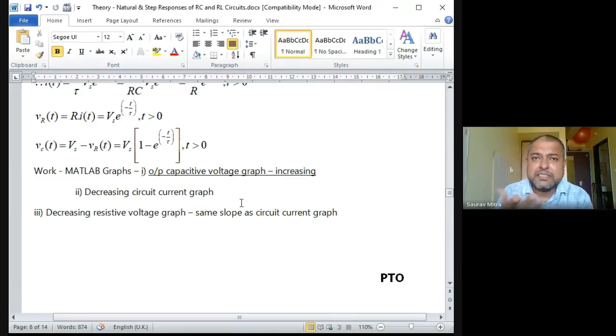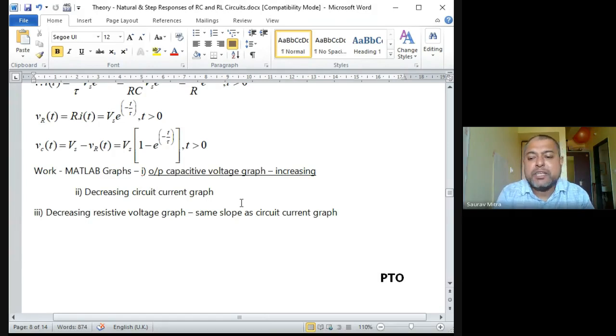Whenever in transients you might have seen that just now you have changed the switch, just now you have connected the step input to the circuit. Initially the capacitance is short circuit, so maximum current flows through the circuit. So what was the circuit current? It was input divided by R. So current was very high. As time goes by, capacitance is becoming an open circuit.